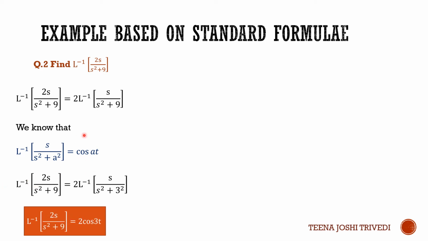and according to this cos at formula, 2 Laplace inverse of s upon s square plus 3 square will become cos 3t because the value of a is 3. So you can see the next step it will be 2 cos 3t.